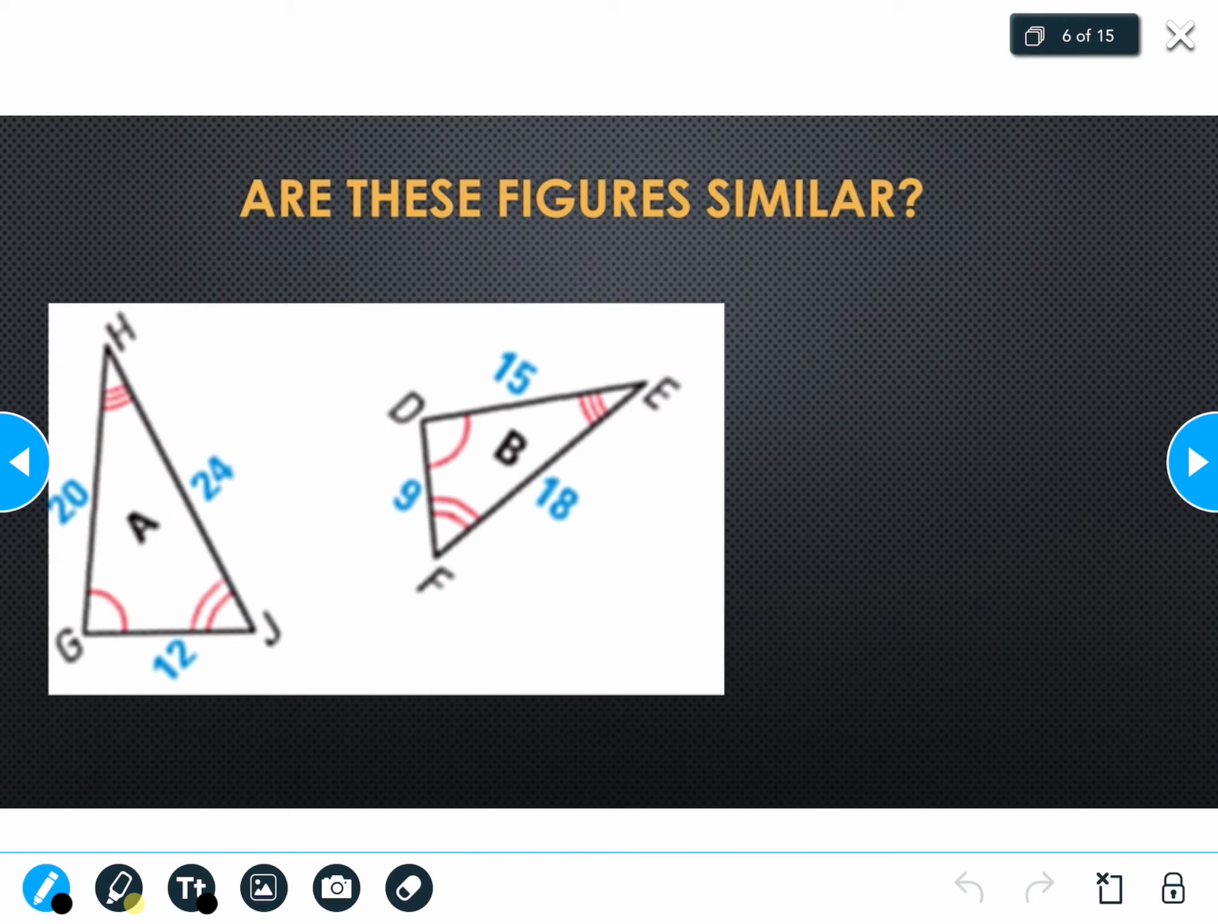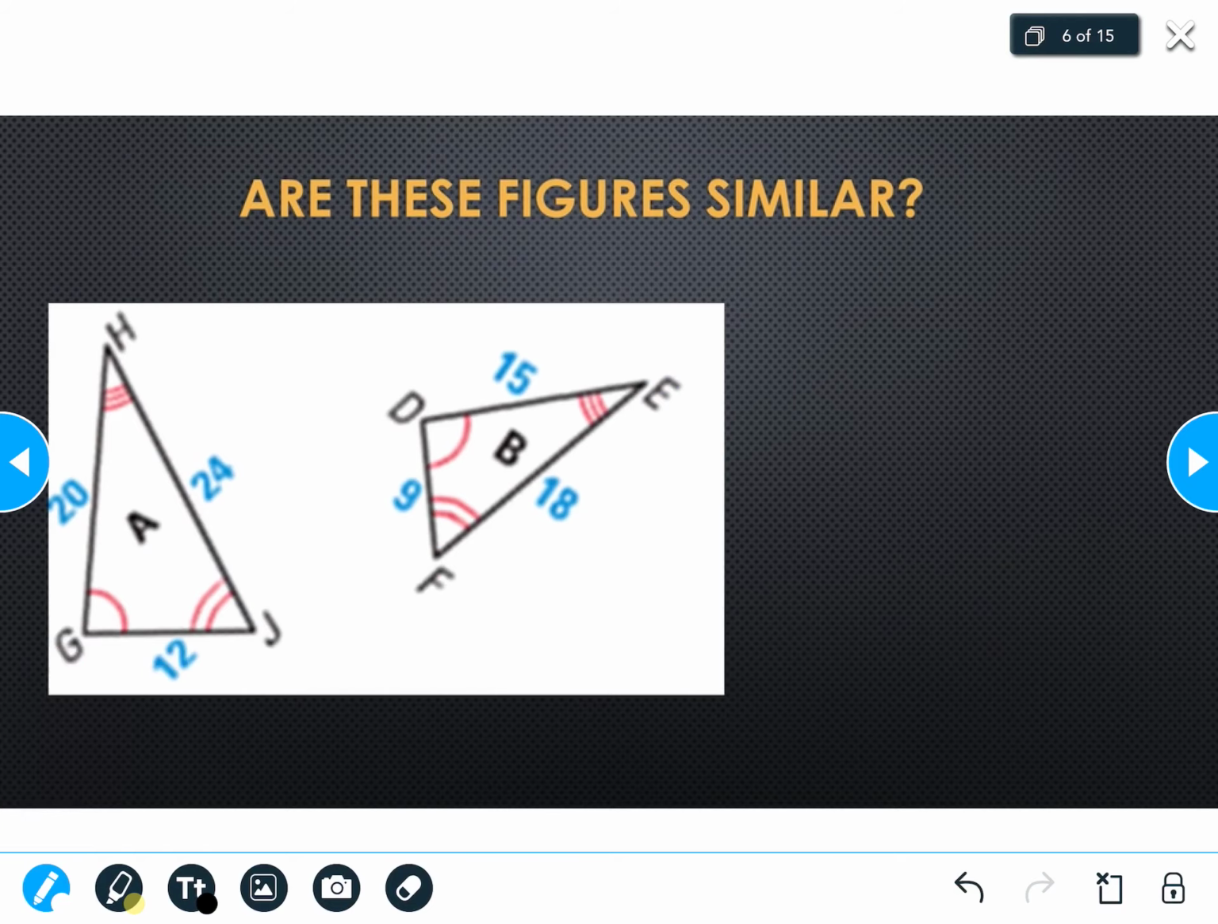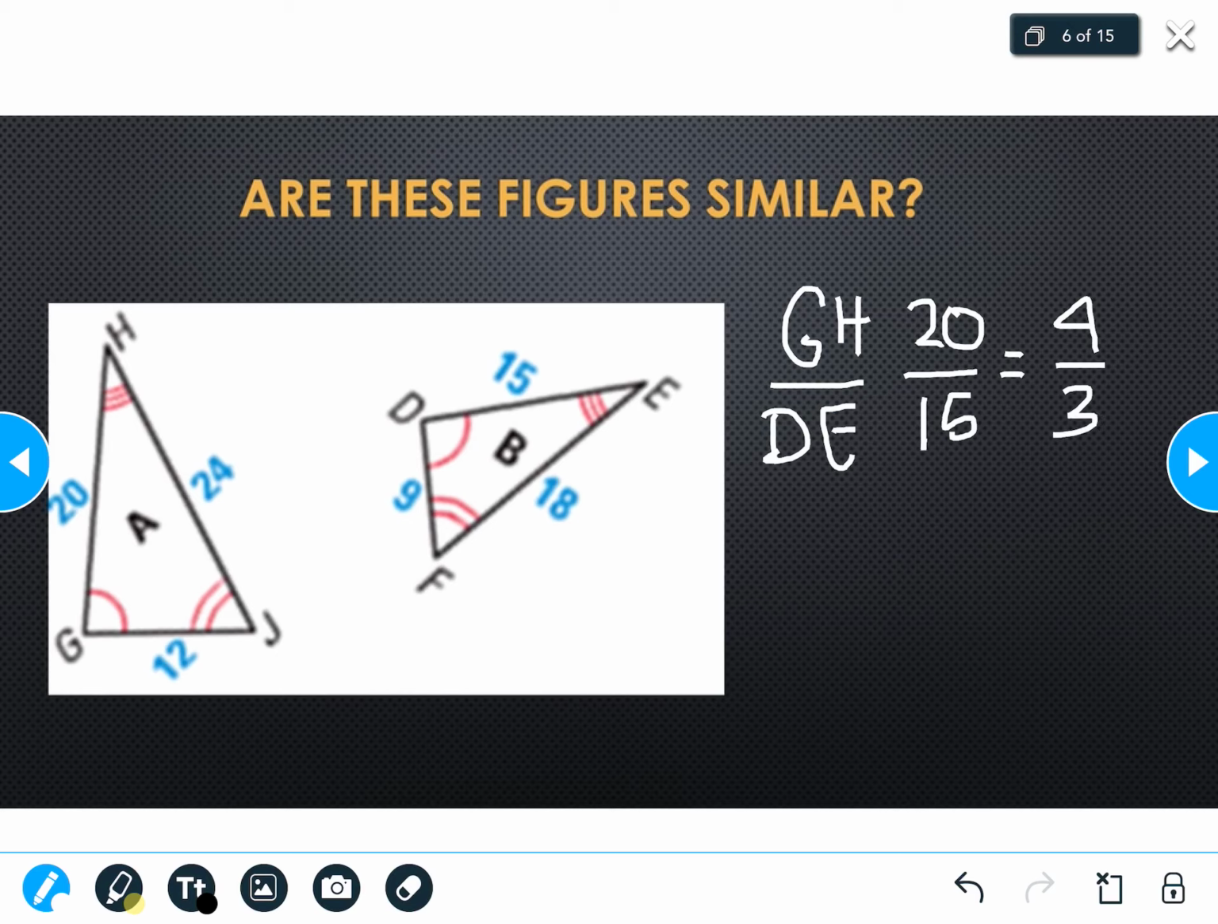So on your screen, when you actually go to this Nearpod, this is to draw it, and I want you to actually draw which sides correspond. So I actually want you to write down which sides correspond. So for instance, side GH corresponds with side DE. And if I set up a proportion here, GH is 20, DE is 15. That reduces into 4/3.